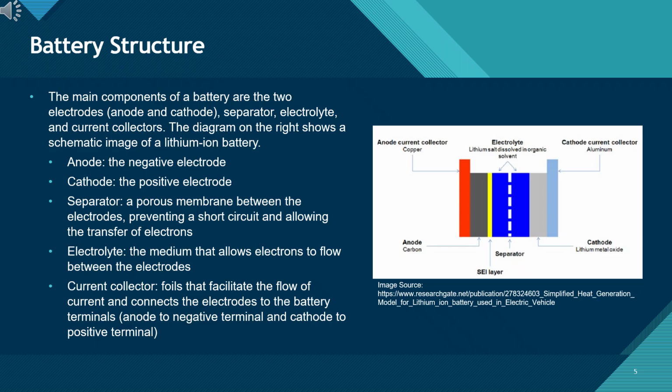And on the outside of each electrode, the current collectors, copper for the anode and aluminum for the cathode, move electrons to and from the external circuit. The diagram illustrates how these layers come together inside a real cell. It's a simple layout, but this structure is the foundation for everything a battery does.